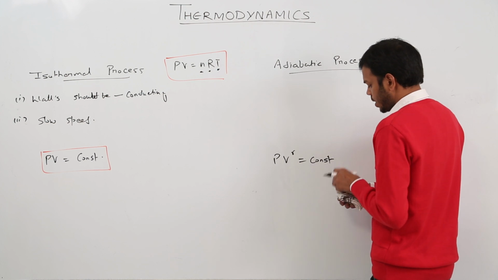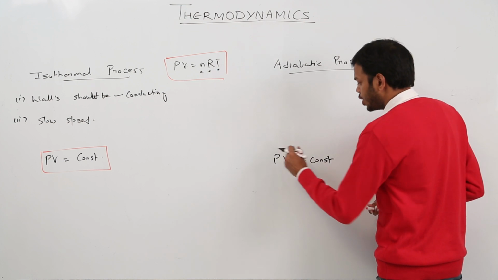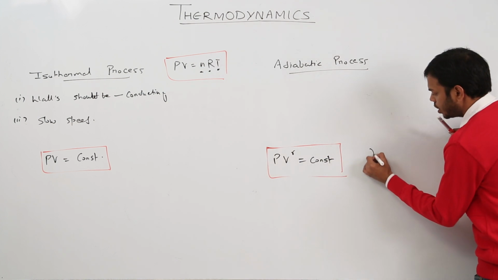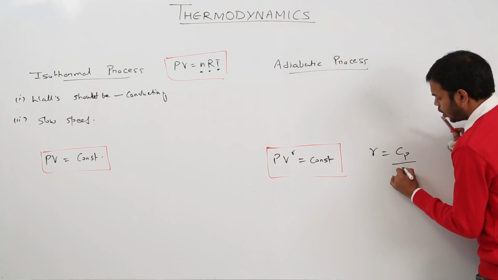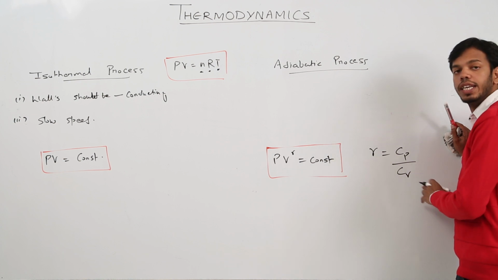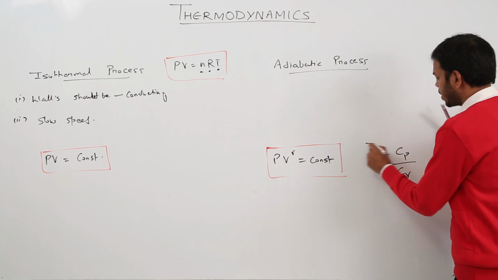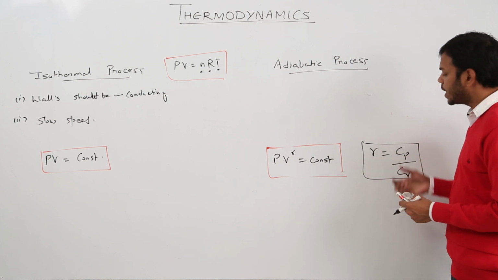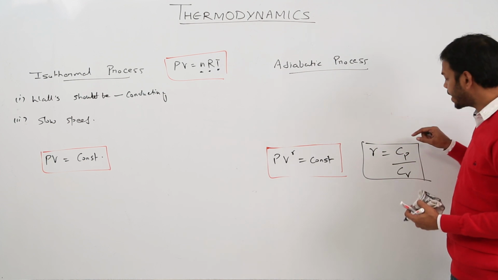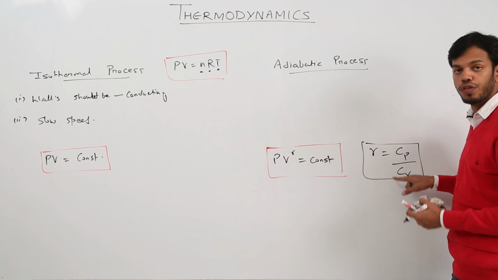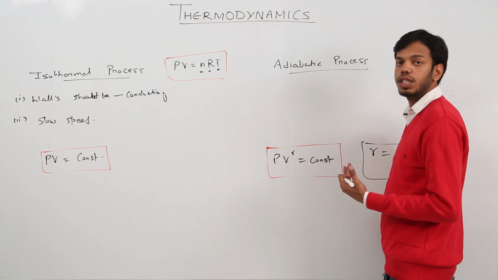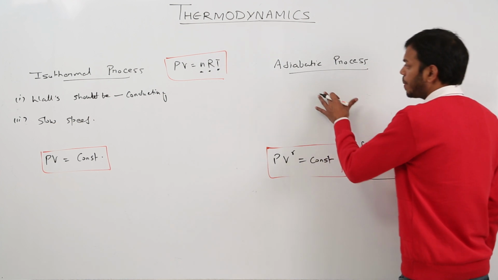Now what is gamma? Gamma is the ratio of the specific heat capacity at constant pressure, Cp, upon the specific heat capacity at constant volume, Cv. It is denoted by gamma, Cp upon Cv. Again, what is gamma? The ratio of the specific heat capacity of a gas at constant pressure to the specific heat capacity of the gas at constant volume. So PV raised to power gamma is a constant. This is the equation which represents the adiabatic process.